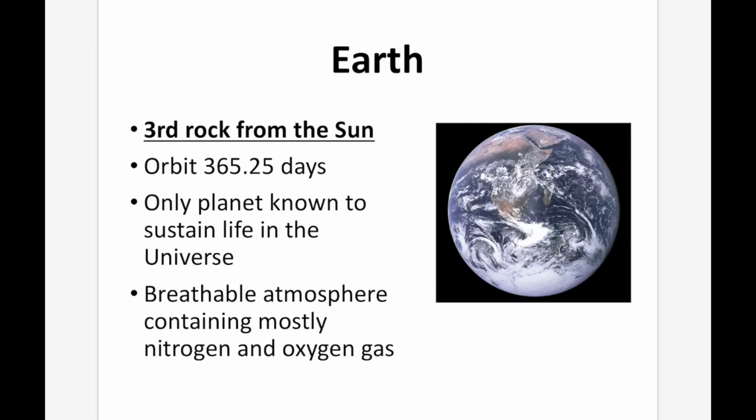Earth, the only planet in the universe that we know has life. It's the third rock from the Sun. It has an orbit of 365.25 days. That's why we have a leap year every 4 years to compensate for these 0.25. And one of its key points is it has a breathable atmosphere containing mostly nitrogen and oxygen, which allows us to survive on Earth. It also has a magnetosphere, which protects us from the harmful solar rays coming from the Sun.